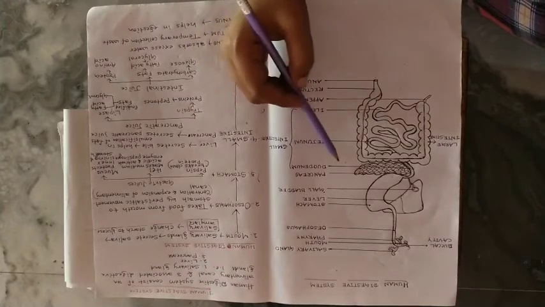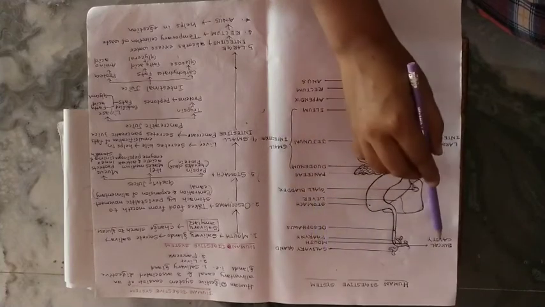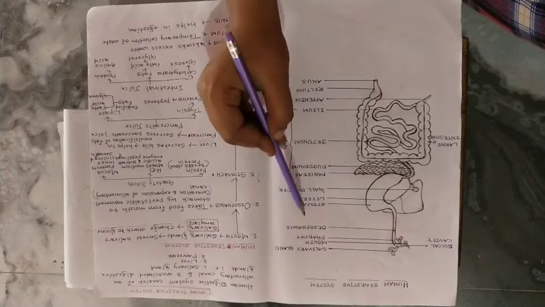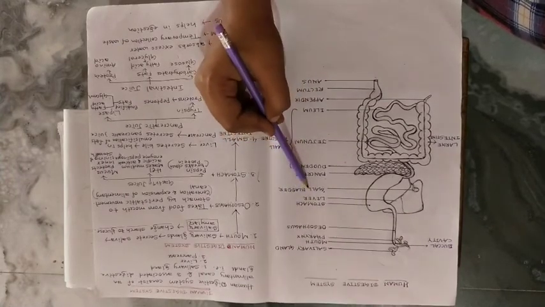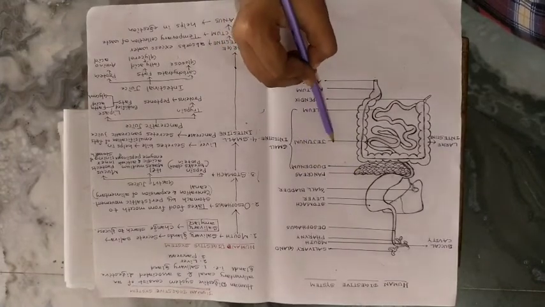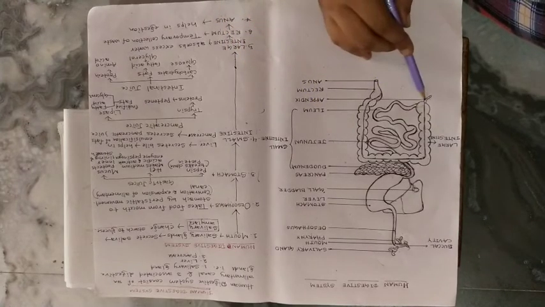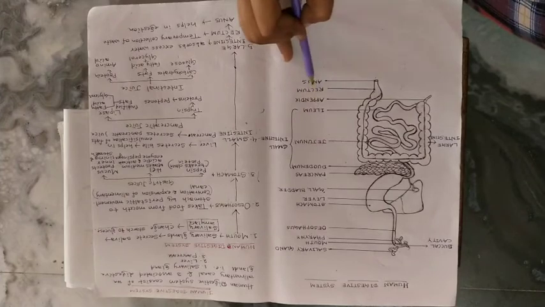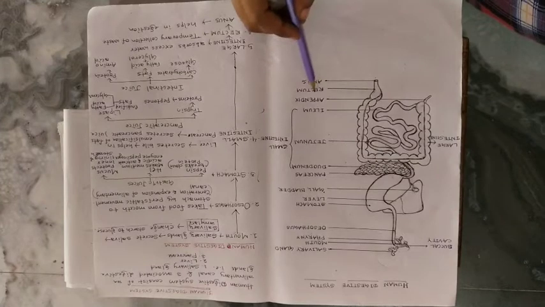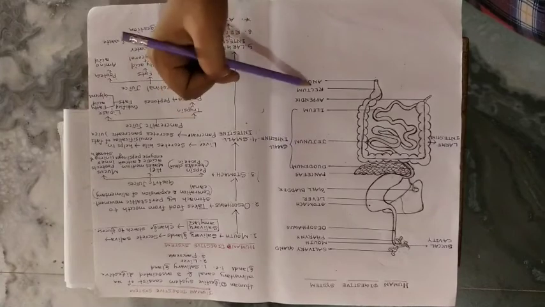Again we recall all the parts. The different parts of the digestive system are the mouth, buccal cavity, salivary gland, pharynx, oesophagus, stomach, liver, gallbladder, pancreas, duodenum, jejunum, ileum, large intestine. This is the appendix, rectum, anus. So this is about the different parts of the digestive system. Let me explain the function of these different parts.